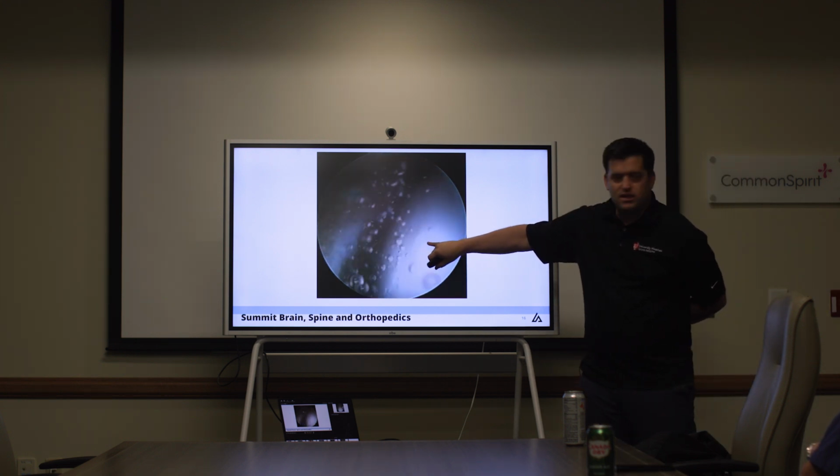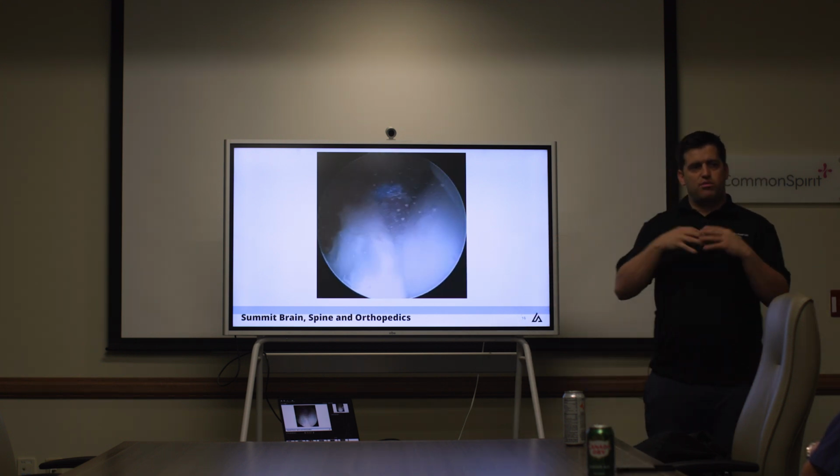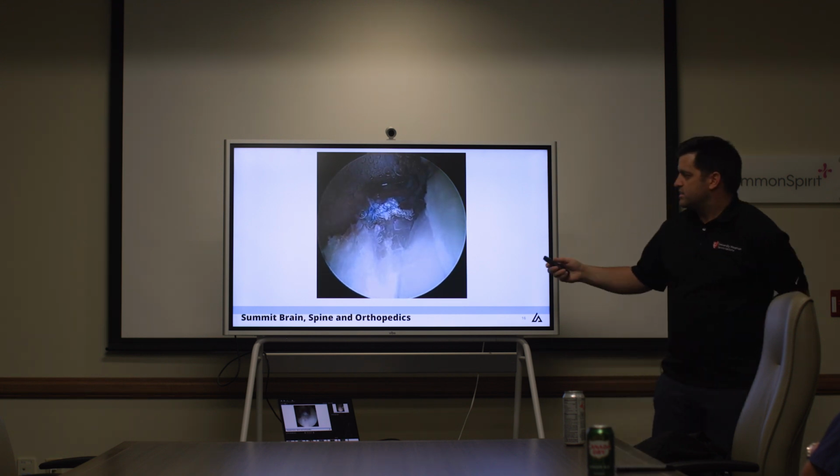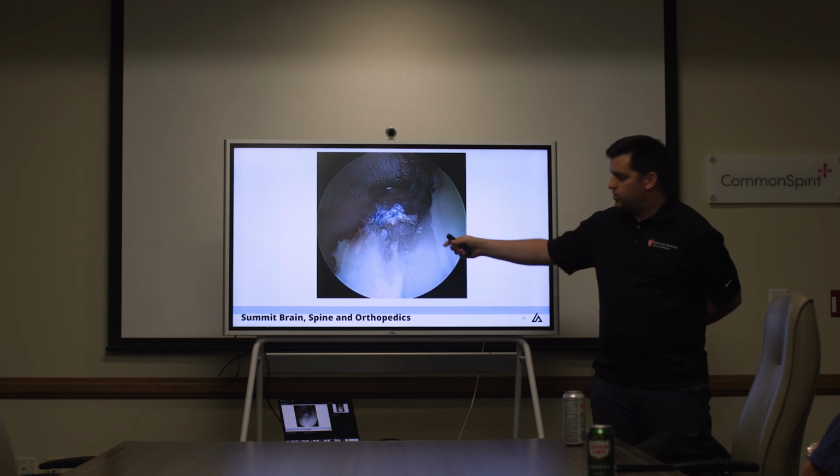What we want to do is see a good suction seal there. So when the labrum's torn, fluid can pass freely through, and it doesn't provide that stabilizing suction seal. So our goal is to restore that.